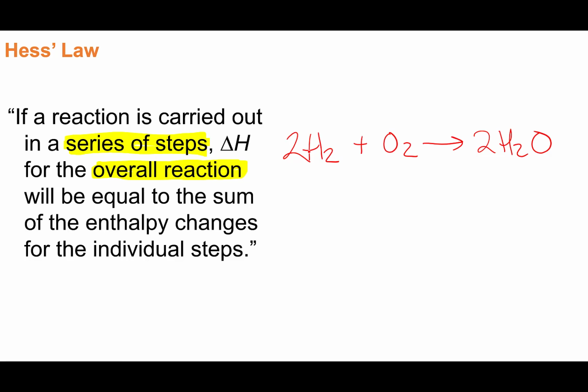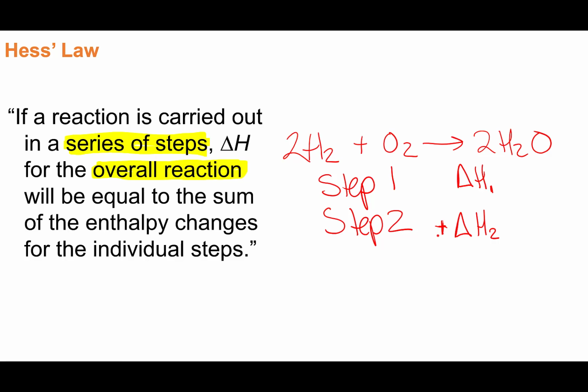The easy part of Hess's law is if we have, let's say, step 1, step 2, and we know the enthalpy change associated with each of those steps, what Hess's law tells us is if I were to add up the enthalpy changes associated with each of those steps, I can determine the enthalpy change for the overall reaction. So that's what Hess's law is. Enthalpy from step 1, enthalpy from step 2, add those together, I can determine the enthalpy for the overall reaction.